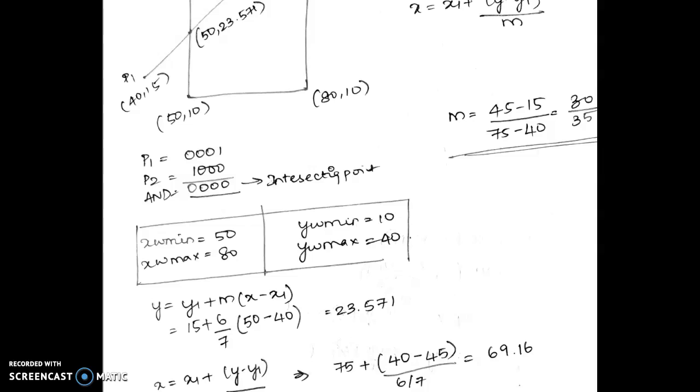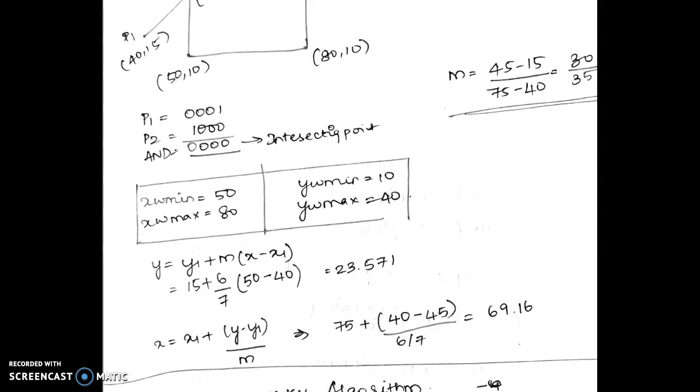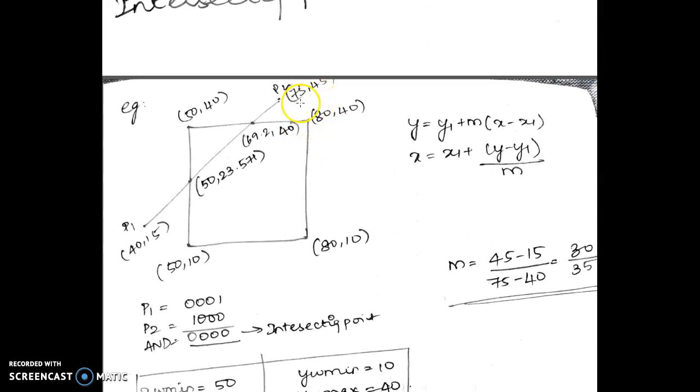Similarly, the same thing can be done for X. To find the X coordinate, X equals X1 plus Y minus Y1 divided by M. For this X1 and Y1 value, we will take the above point, this 75 and 45. So X1 will be 75.